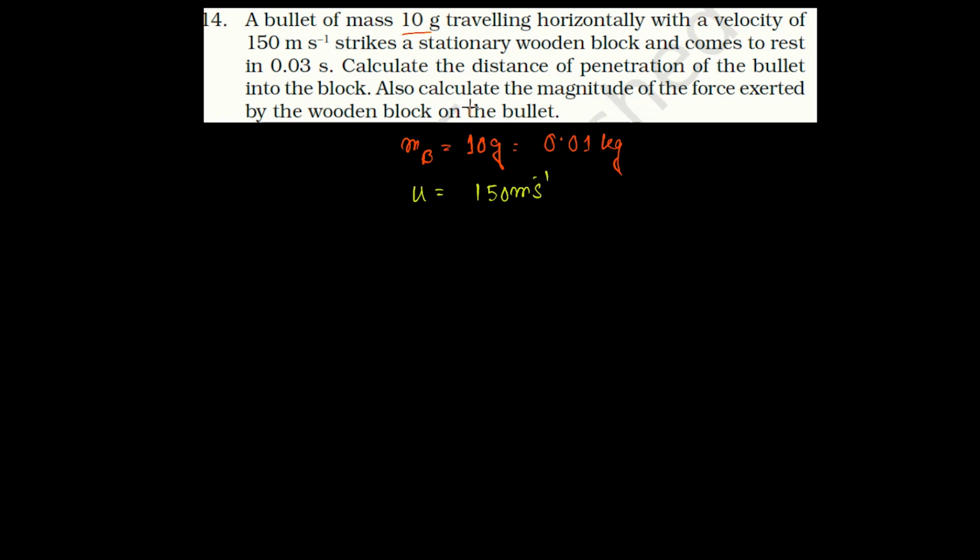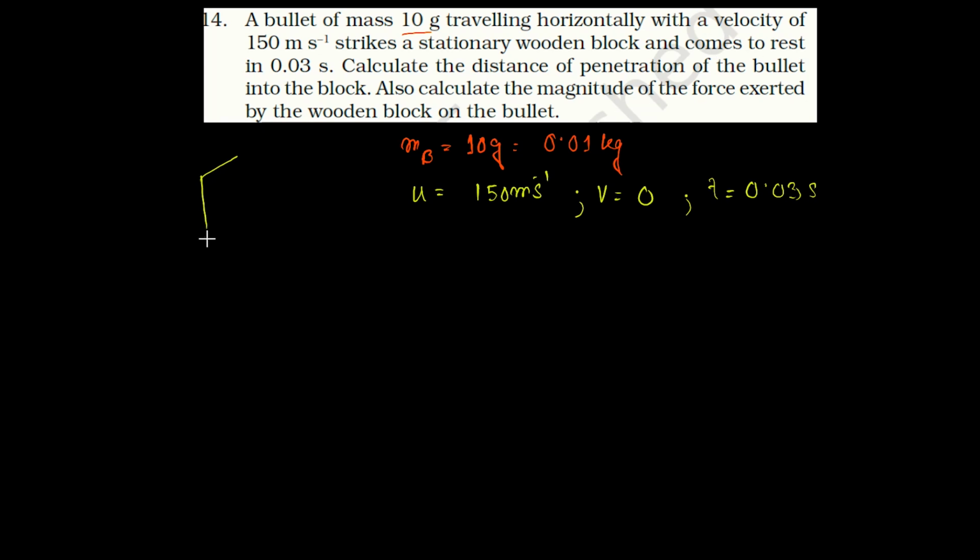Because the bullet will move horizontally with a velocity of 150 meter per second and strikes a stationary wooden block and comes to rest. If it comes to rest, what is going to be the final velocity? The final velocity is going to be 0. And time is given, T equal to 0.03 second. Now we have to calculate the distance of penetration of the bullet into that block.